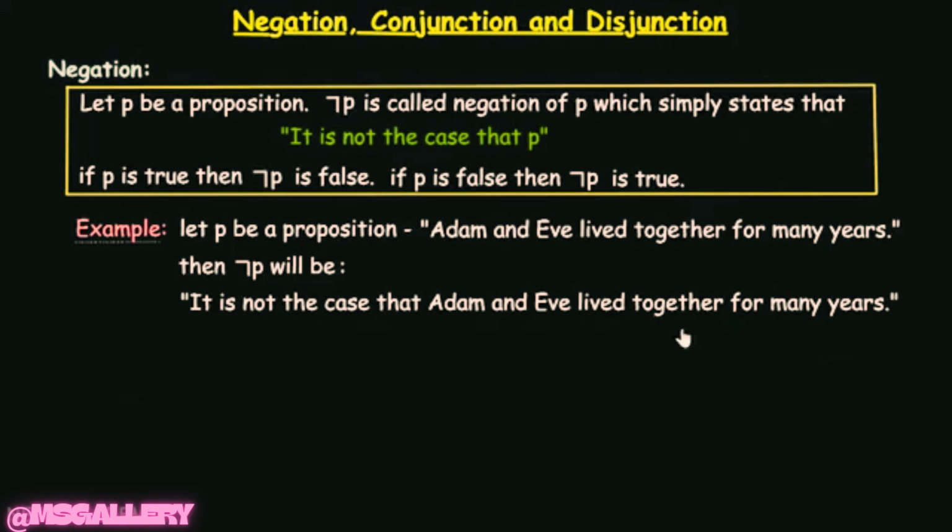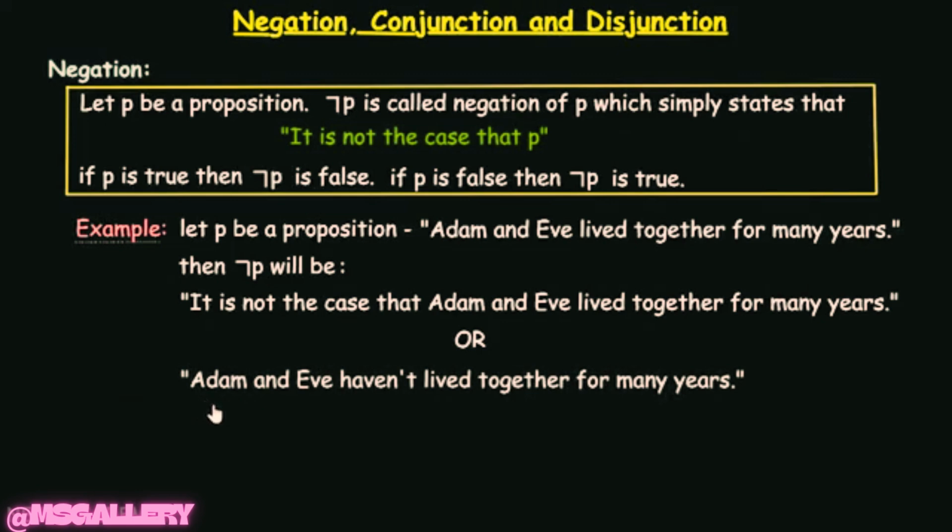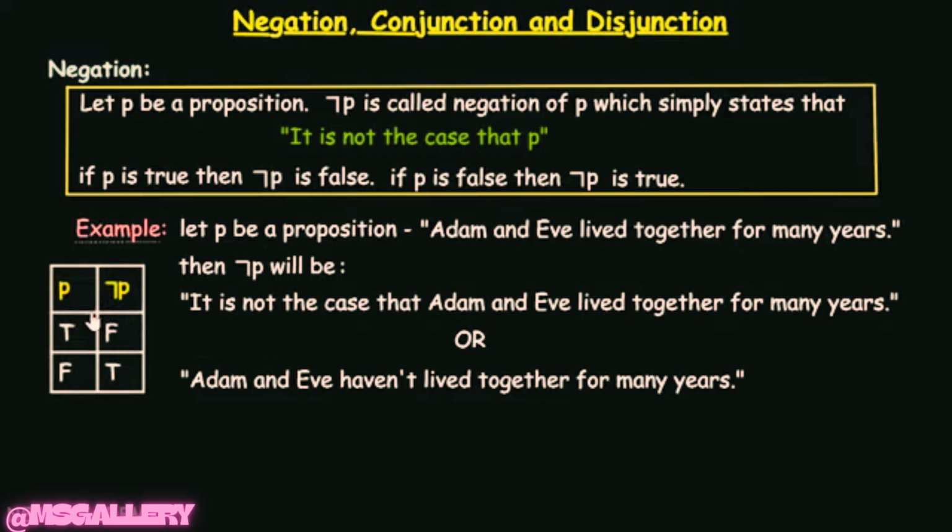Or for the sake of simplicity, we can simply write it this way as well: Adam and Eve haven't lived together for many years. It is not always necessary that you should place "it is not the case that" in front of the proposition. You can write something else that goes with the meaning. For the sake of reference, I am providing the truth table for negation of P. When P is true, then not P means false. When P is false, not P is true.